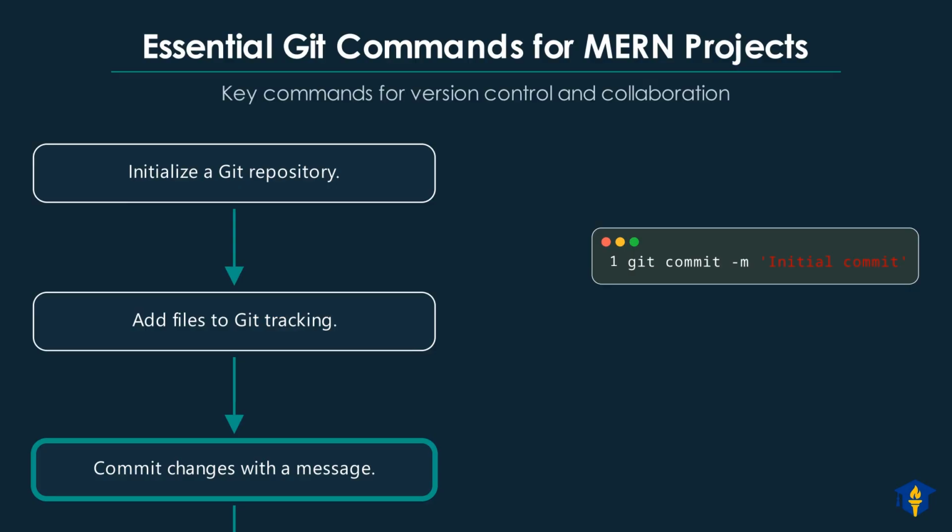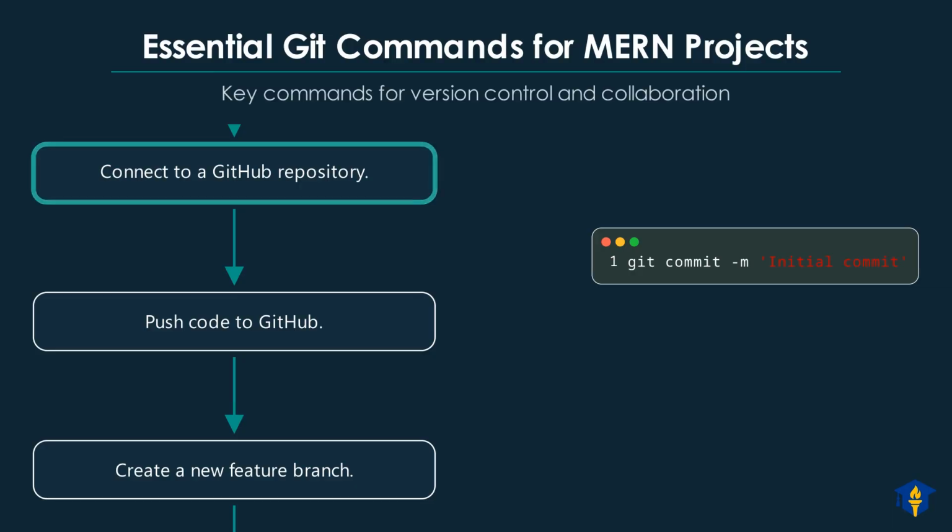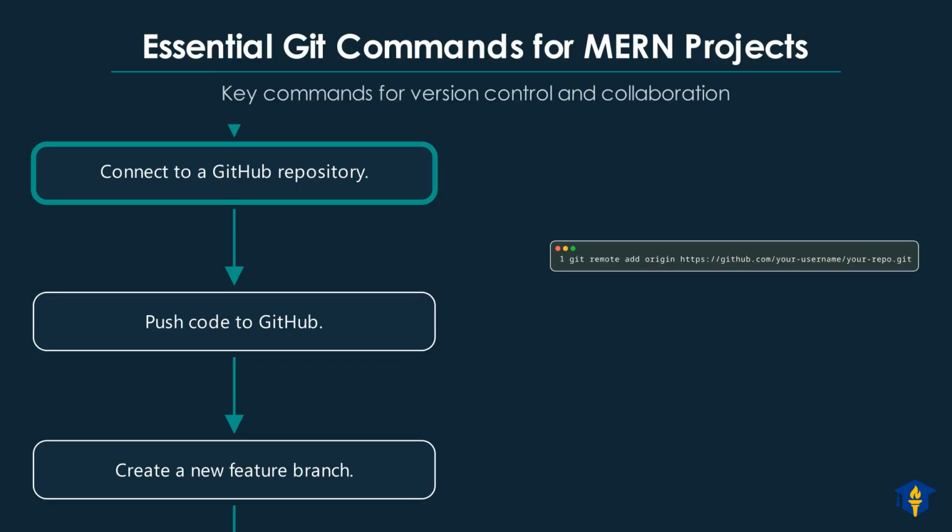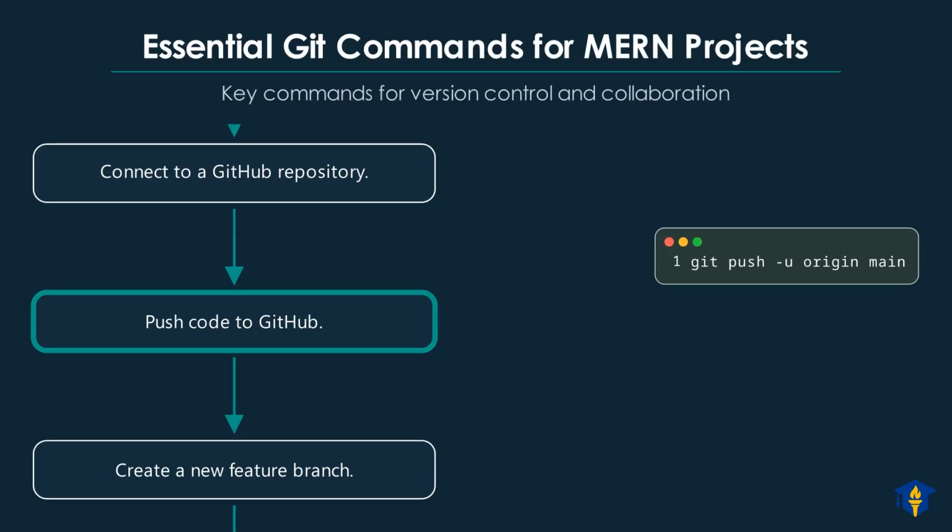For example, "initial commit". To link your local repository to a remote repository on GitHub, you connect it. The command git remote add origin followed by the repository URL sets up the connection. To upload your local commits to the remote GitHub repository, you push them. Use git push -u origin main to send your changes to the main branch.